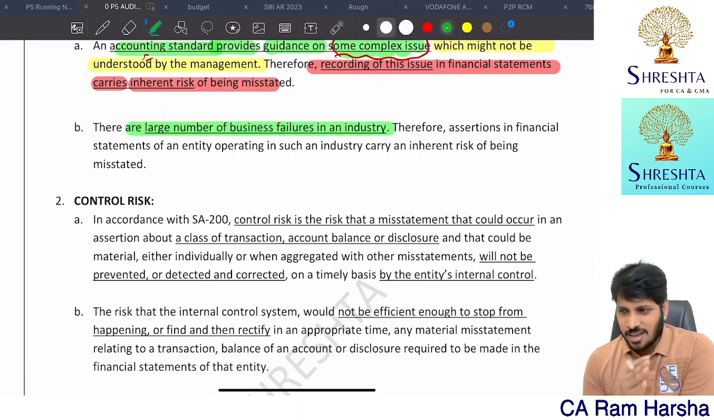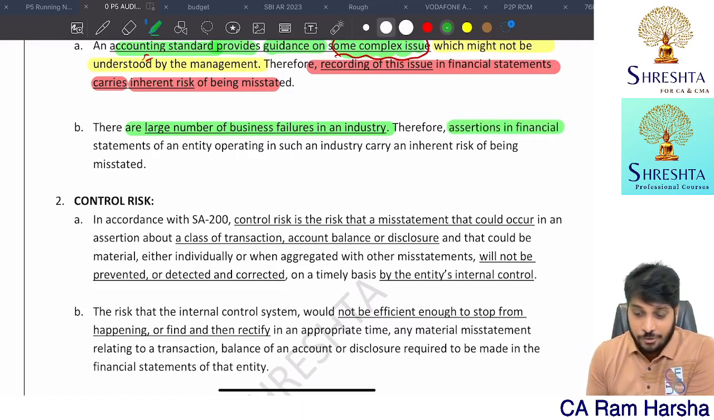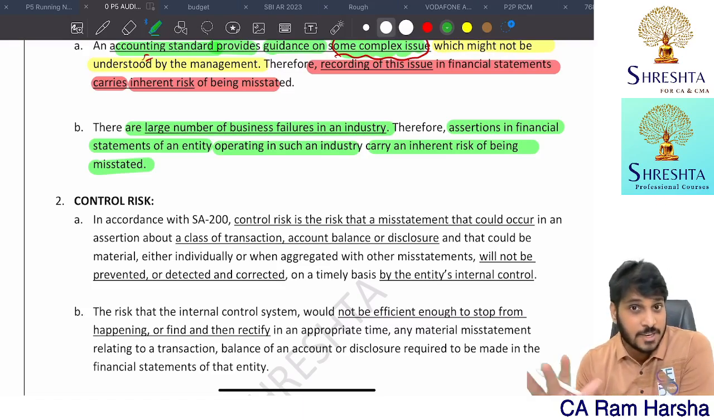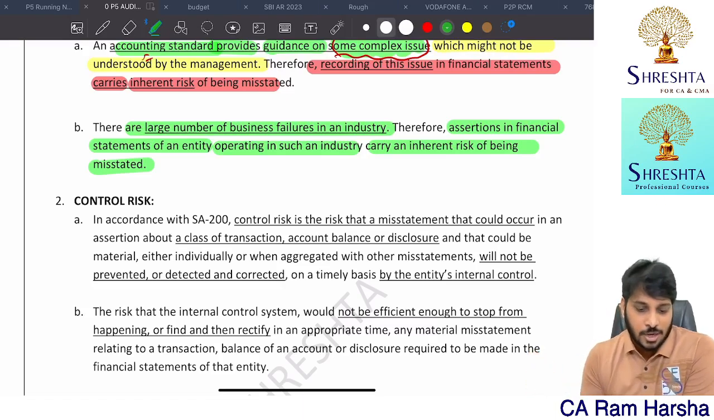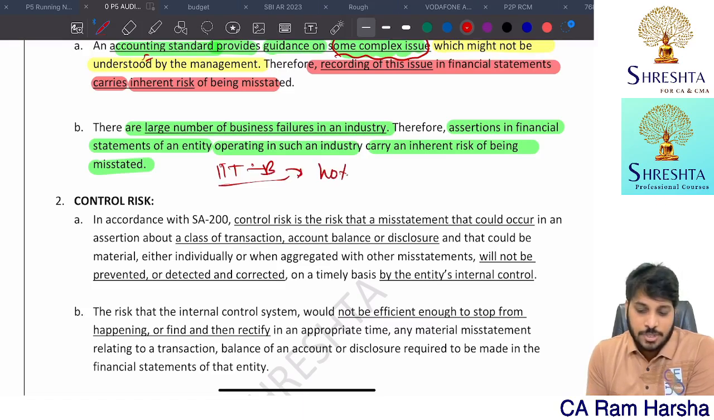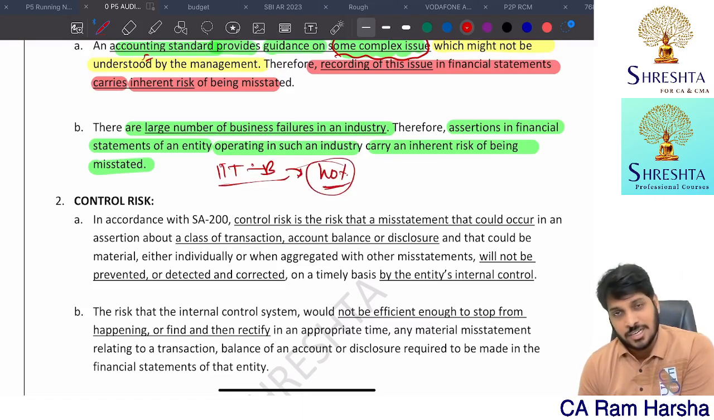There are a large number of business failures in the industry. Suddenly in this industry, every company is failing. Therefore, assertions in the financial statements of an entity operating in that industry carry inherent risk. If businesses are continuously failing in this industry, there is a possibility that this business is also facing some severe crisis.